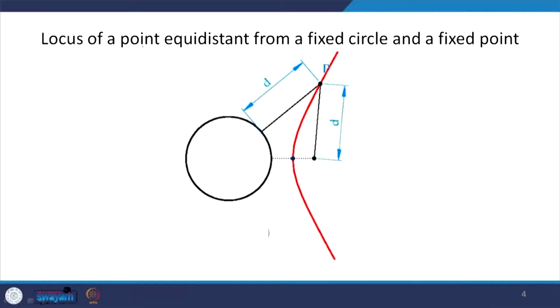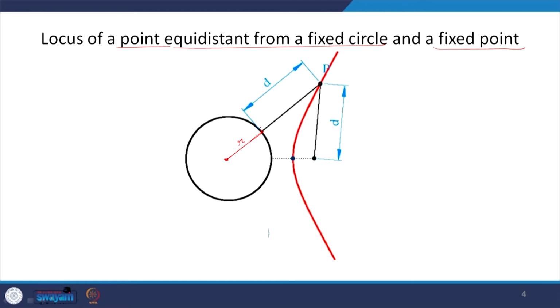Another type of locus is where we have a point, the locus of the point, which is equidistant from a fixed circle. So, instead of a line, it is equidistant from a circle and a fixed point. In that case, any point which is at a distance d from the circle, and say there is a radius r. So, the point will be at a distance d from the circle and d plus r from the center. It will always be through the center that this distance will be measured, perpendicular to the circle.